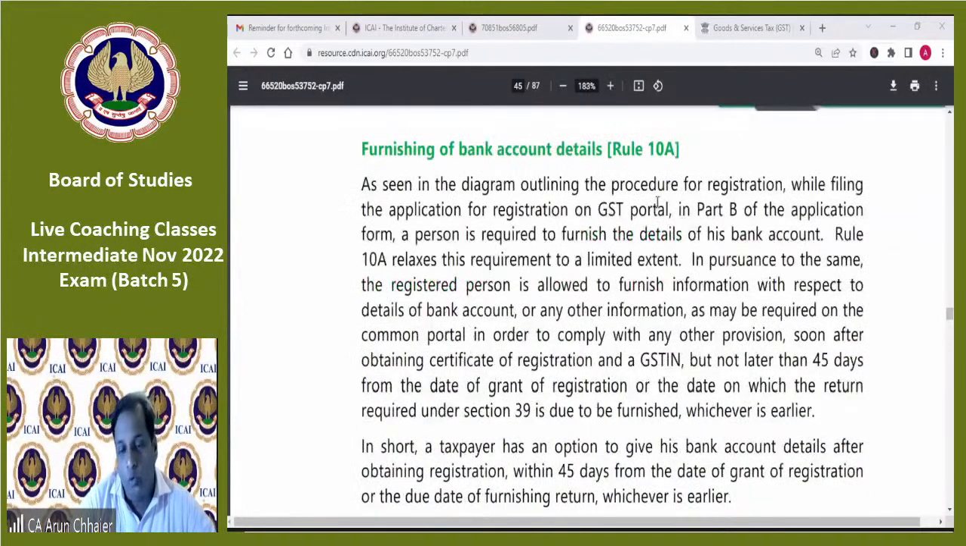Rule 10A says that while making the application, you are not required to give the bank account details in most of the cases. Once the GST number is allotted to you and you receive the certificate of registration, then within 45 days from the date of the grant of the registration or due date of furnishing the return, whichever is earlier, I need to furnish the bank detail. That is Rule 10A.